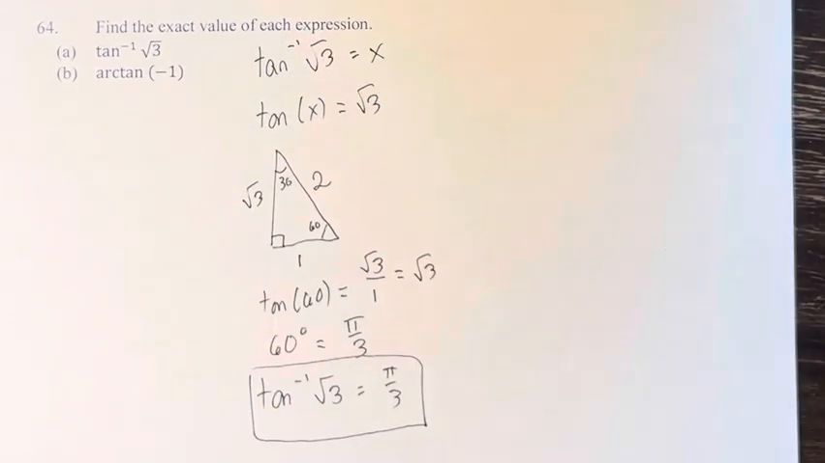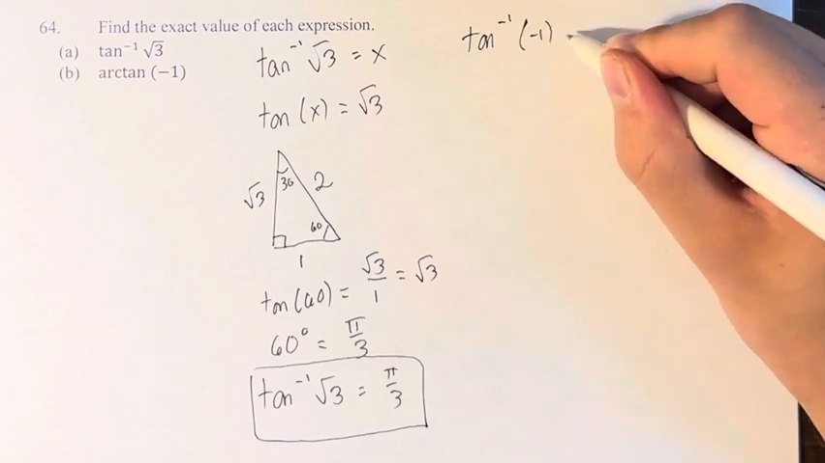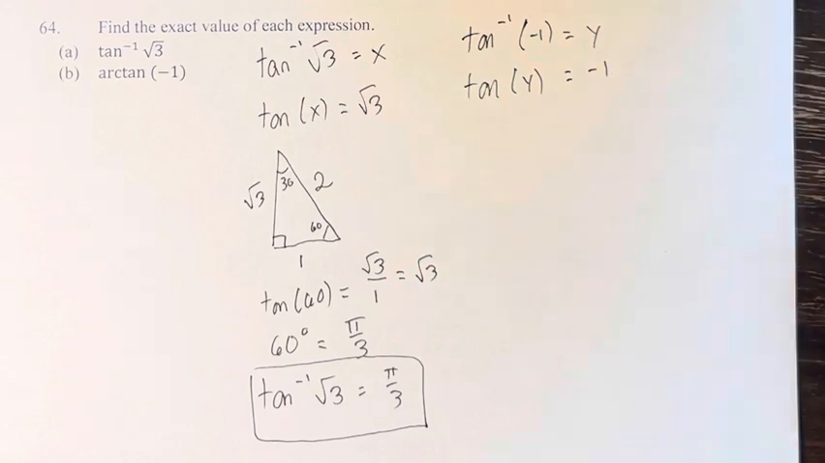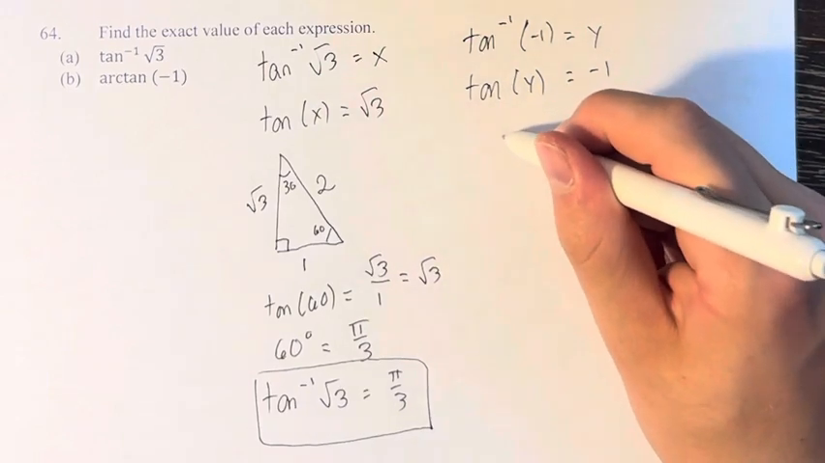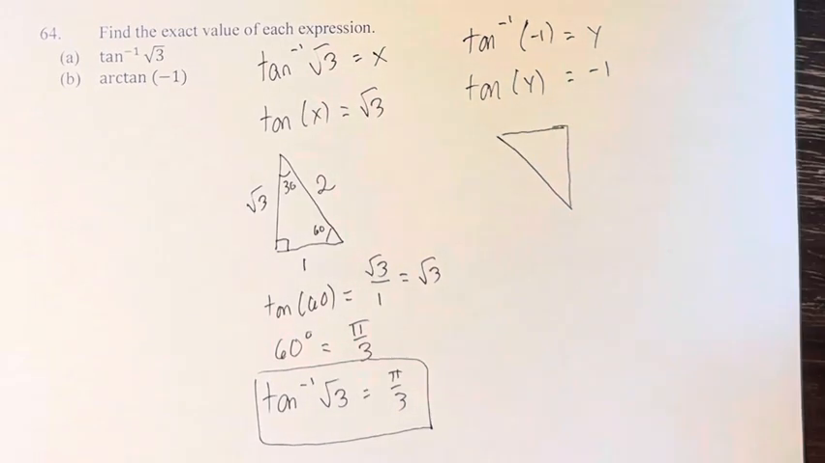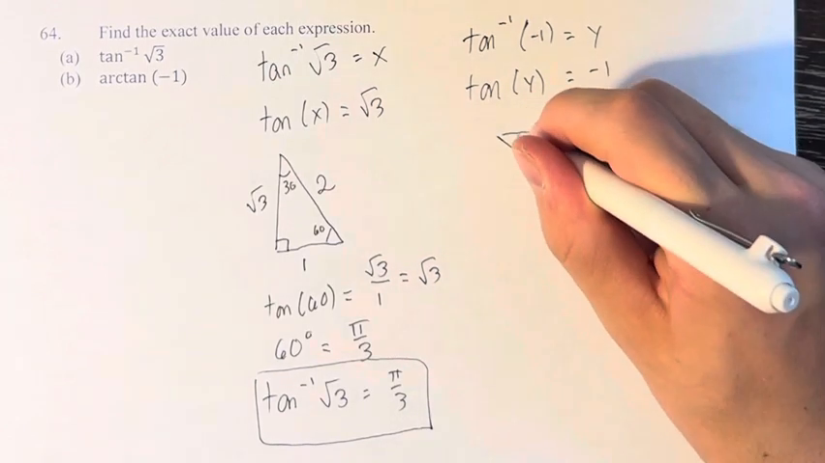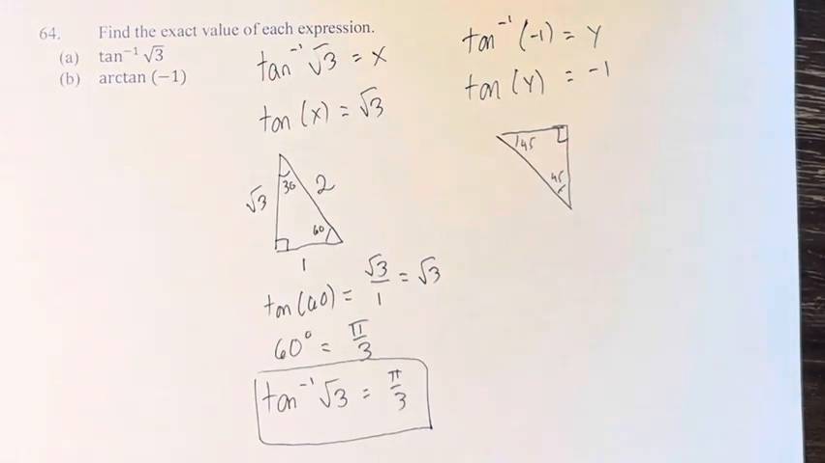Next, we have arctan of -1. So here, the inverse tangent of -1 is, let's say, y. Therefore, tangent of y has to equal -1. And this is another function where we can see the triangle trigonometric application works. So if we have here a 45, 45, 90 triangle, right?